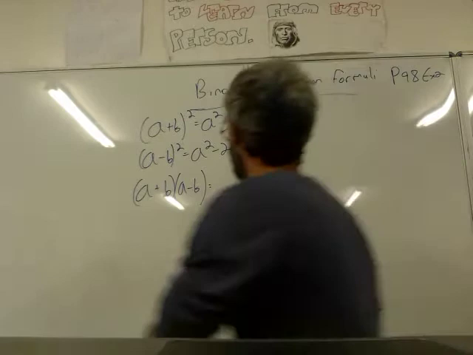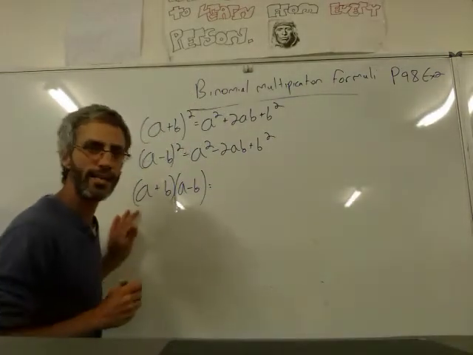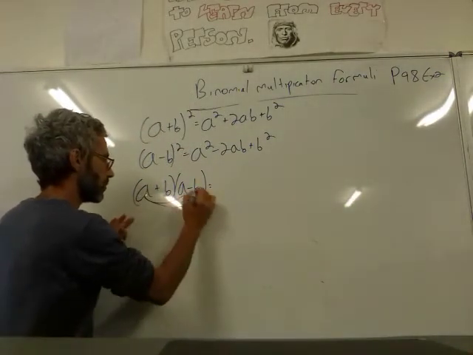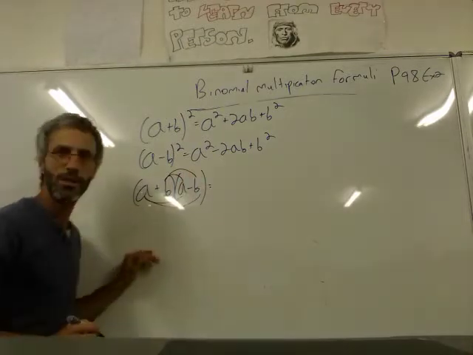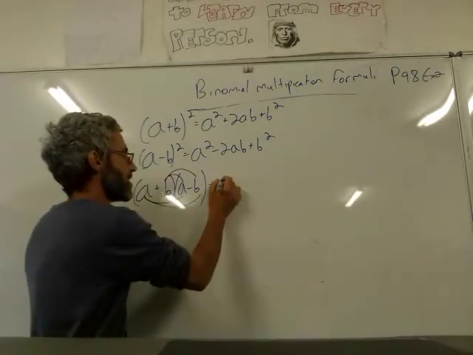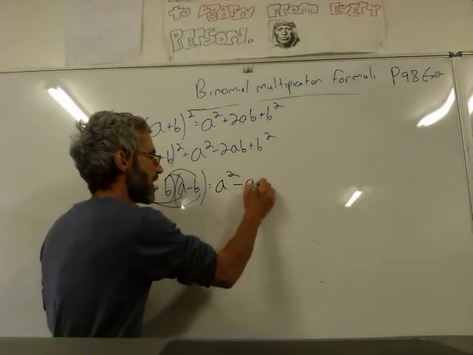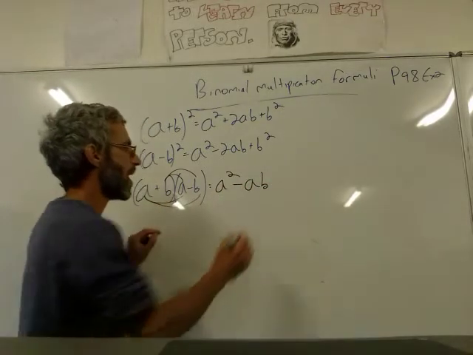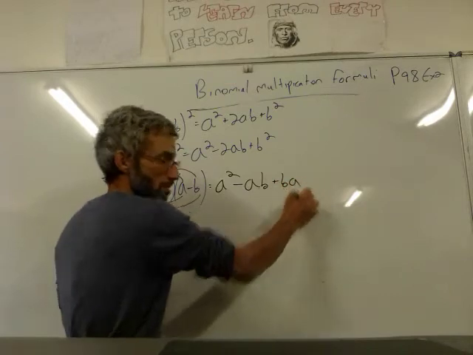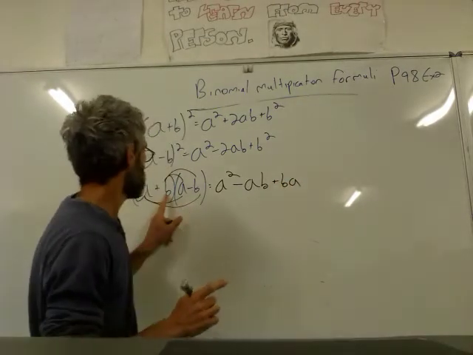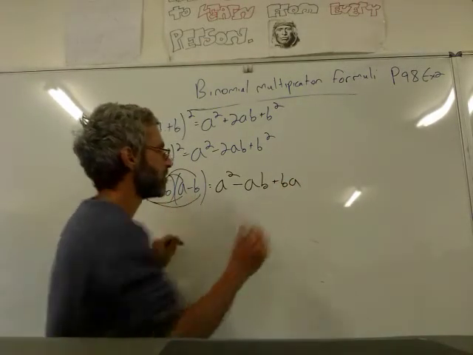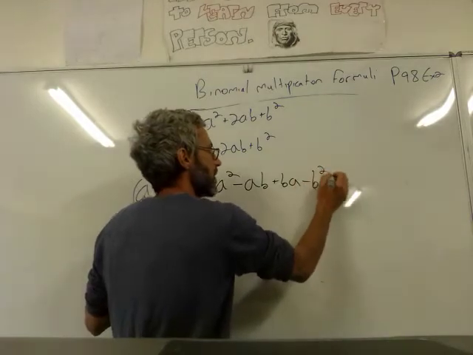Okay, so as always, we're going to do the squiggly lines first. Squig, squig, squig, squig. Now, a times a squig. A times minus b, minus ab. B times a, ba. Plus ba this time. B times minus b, minus b squared.